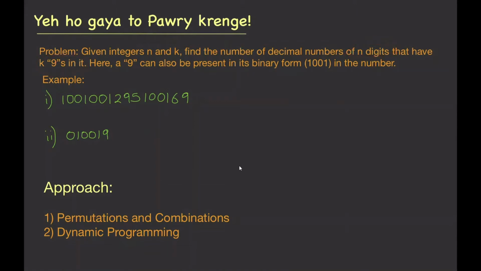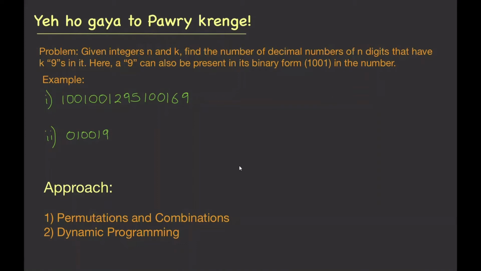And here by 9 we don't mean just the digit 9. In the number that we are going to find, 9 can be present even in the binary form, that is 1001. So let us see an example to understand this question better.